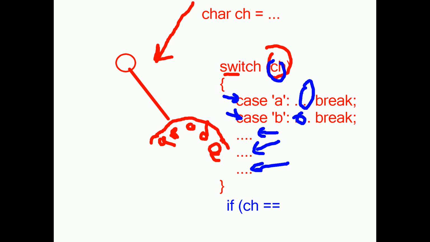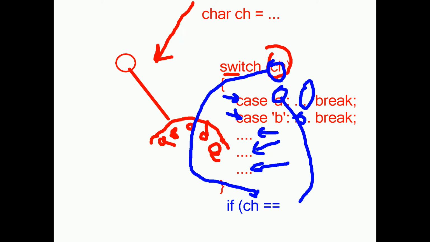So take this switch and check if it is exactly equal to each and every single case. This is case A, this is case B, and so on. This is what a switch case statement evaluates: if CH equals A, if CH equals B, if CH equals C, and so on. So that's how a switch case works.